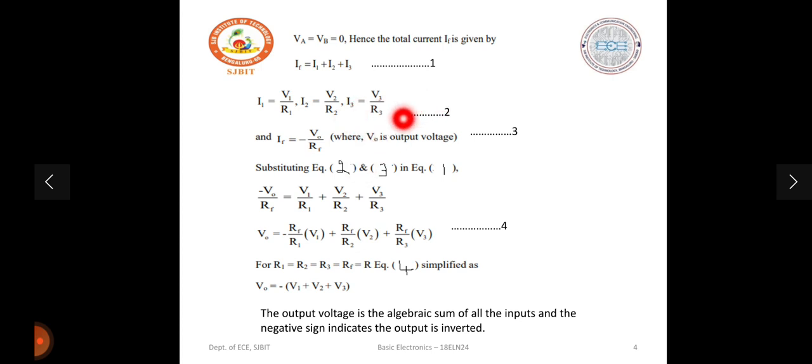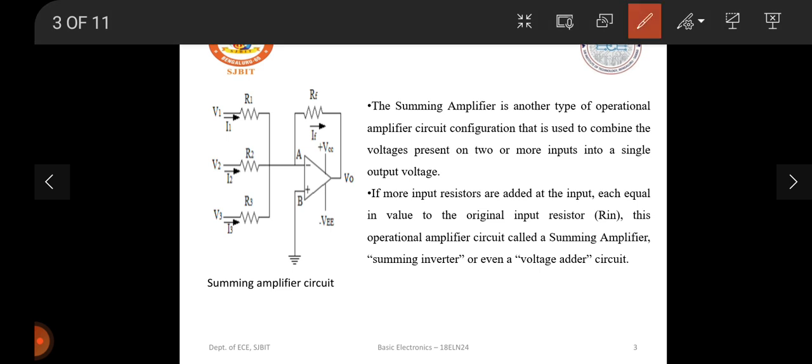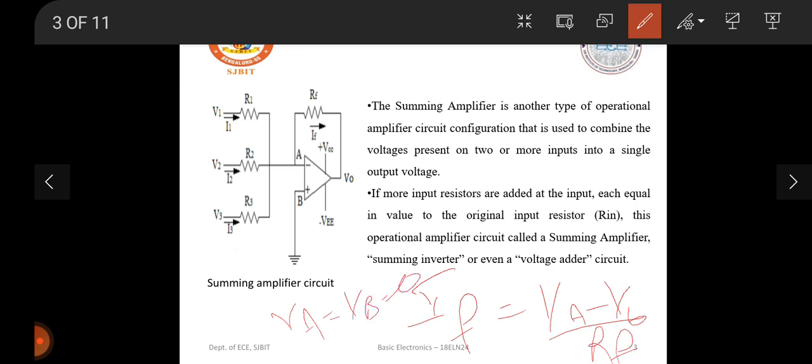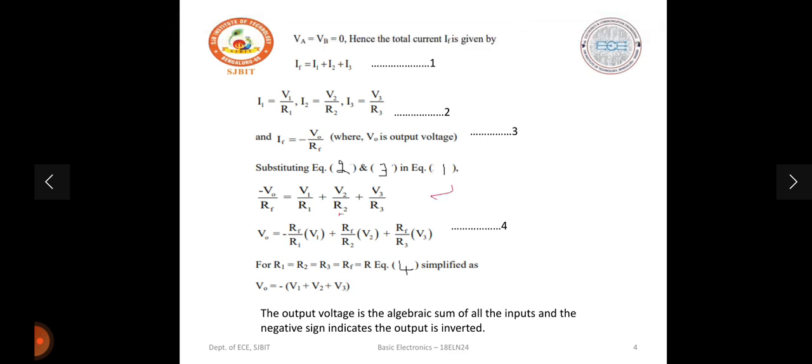Now substituting equations 2 and 3 in equation 1, we get minus V0 by RF. Why do we find IF equal to minus V0 by RF? Look back at the circuit. IF is given by the expression (VA minus V0) by RF, where from the virtual ground concept we know VA, which equals VB, is 0. When we substitute, I get IF equal to minus V0 by RF. So that is what is substituted here.